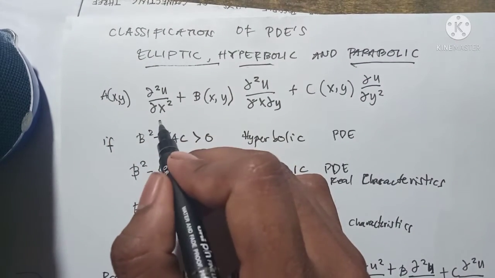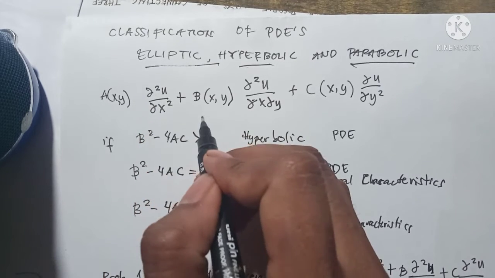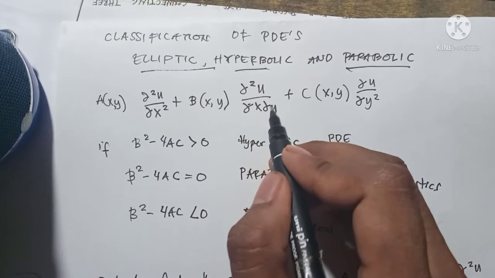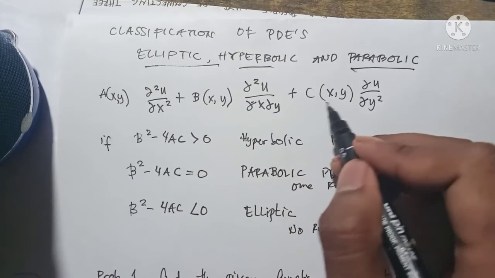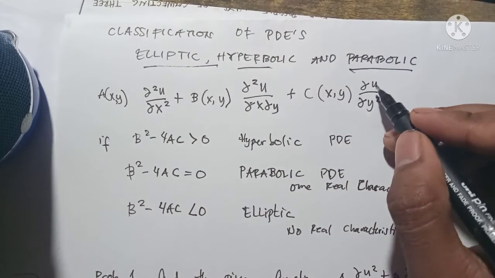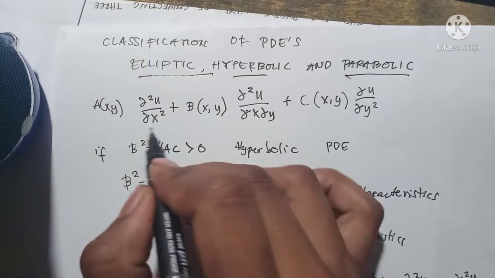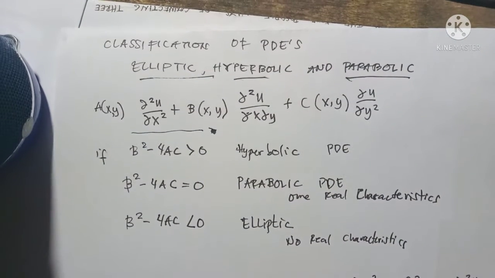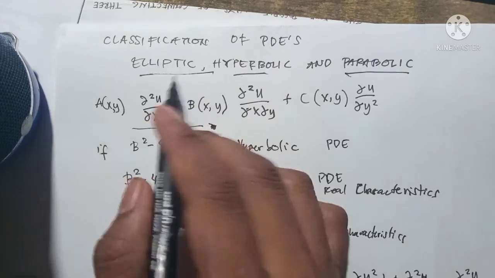second order partial differential equation of d squared u over dx squared plus B(x, y) d squared u over dx dy plus C(x, y) d squared u over dy squared. So this is the general equation for the classification of partial differential equations for these three.